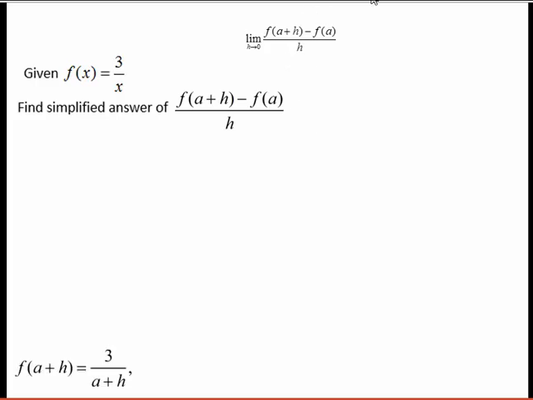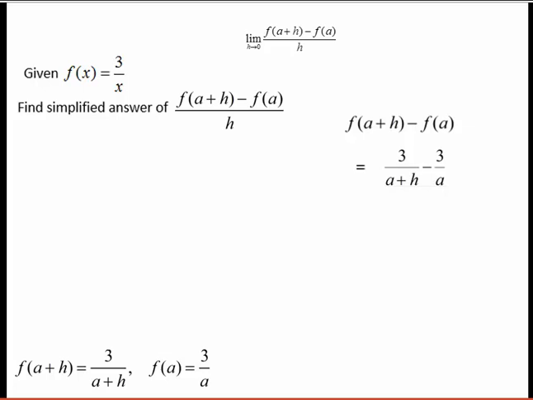We know f of a plus h will be 3 over a plus h because our function is 3 over x. So we change the input. Same way f of a. Now we first simplify the numerator as follows. So we have f of a plus h and f of a, plug the values.